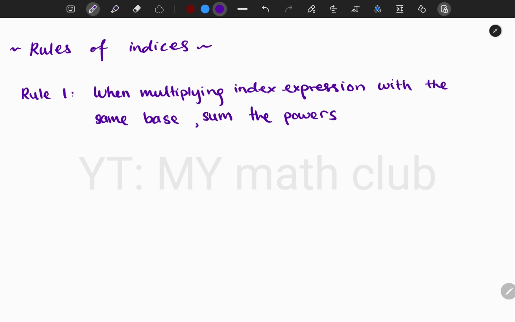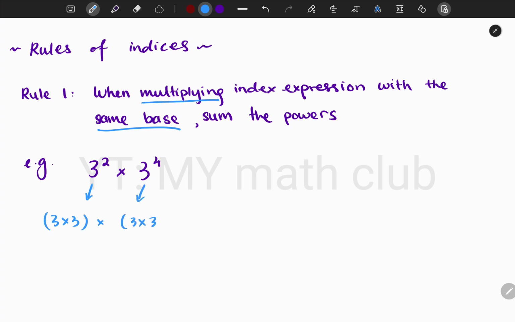Rule number 1. When multiplying index expression with the same base, sum the powers. Notice these 2 conditions. Numbers must have the same base and must be multiplied together. Let's have a look at an example. Let's say 3 squared multiplied by 3 to the power of 4. And if you try to break this down, this is basically the same as 3 multiplied by itself for 6 times. And notice why having the same base here is so important. This is equals to 3 to the power of 6.